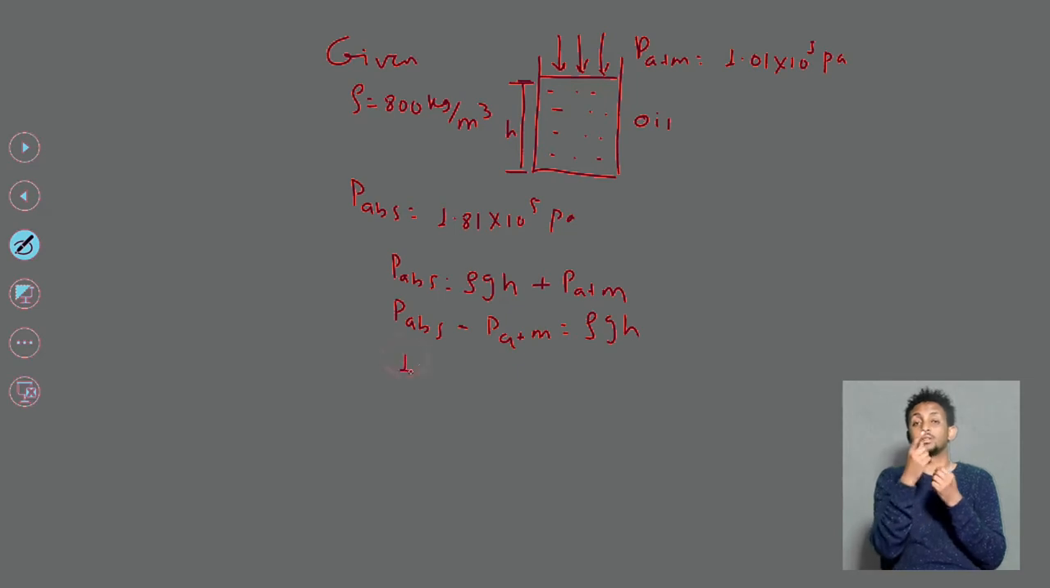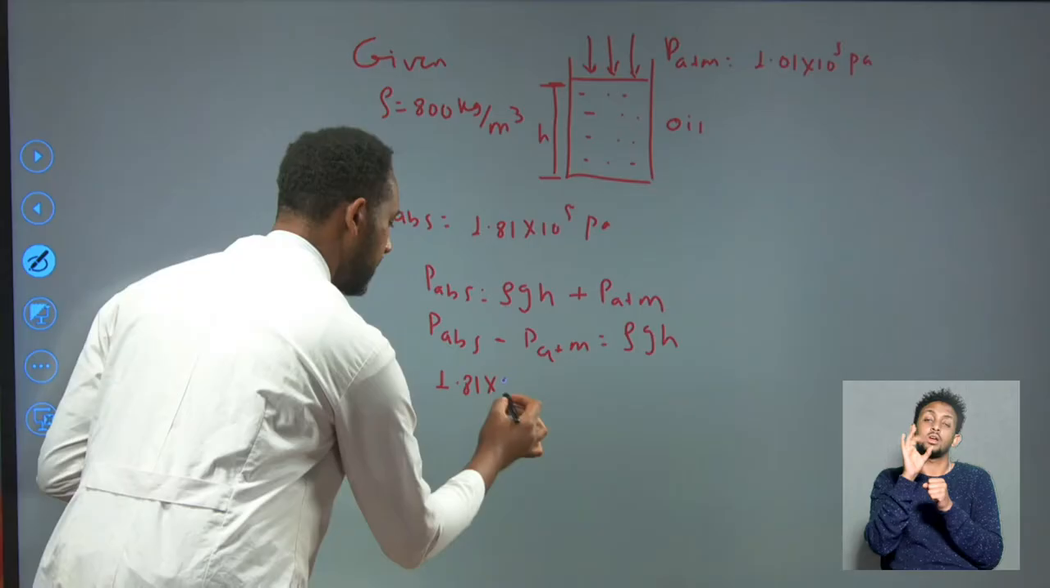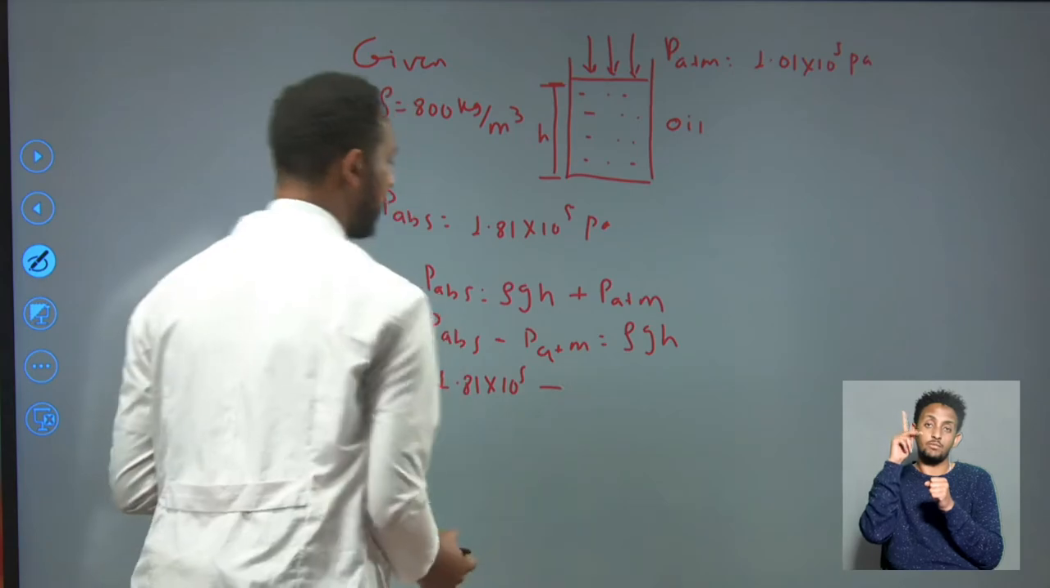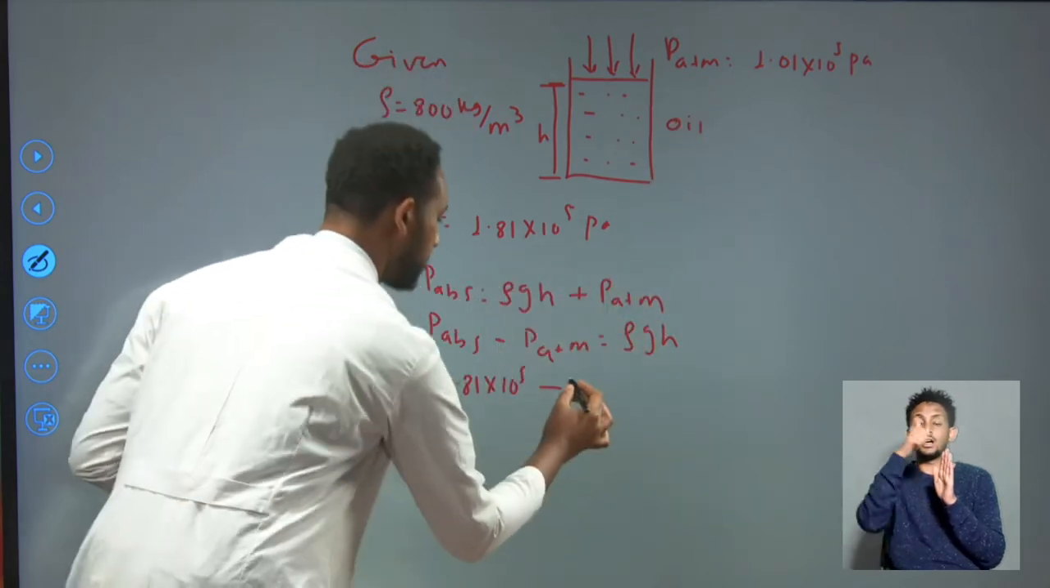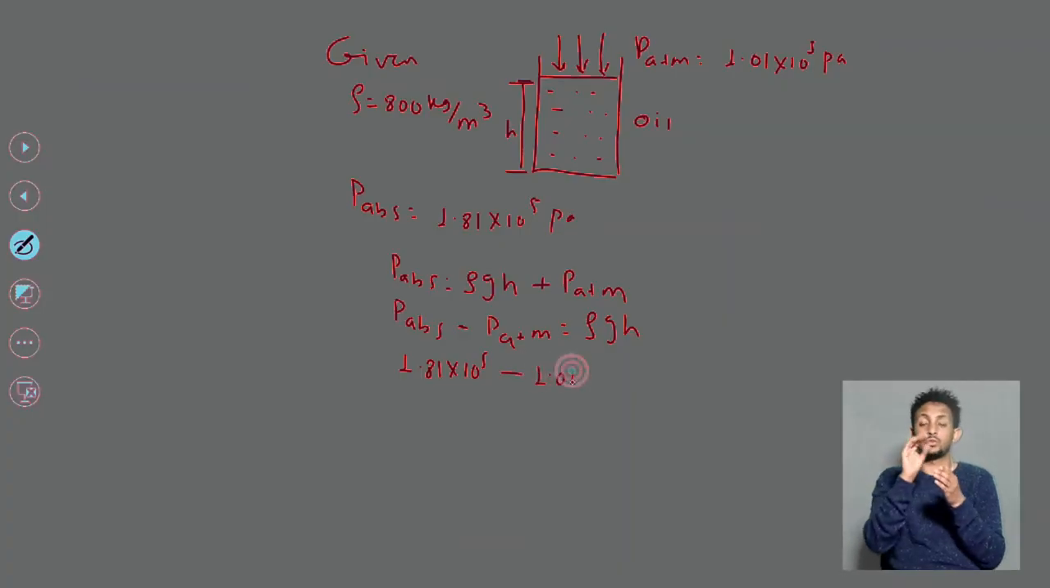Absolute pressure is given to be 1.81 times 10 to the power of 5 Pascal minus the atmospheric pressure, which is already given to be 1.01 times 10 to the power of 5 Pascal. Okay? And this equals rho gh. The density of the oil is found to be 800 kilogram per meter cube, so we put 800 kilogram times gravity, which is 10, times h. So the only quantity that we didn't have is the elevation or the depth.